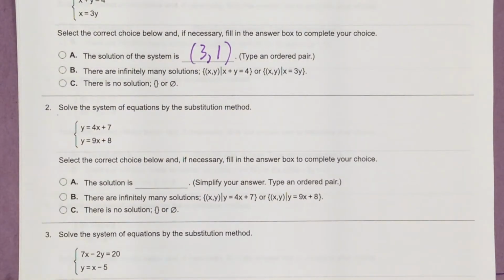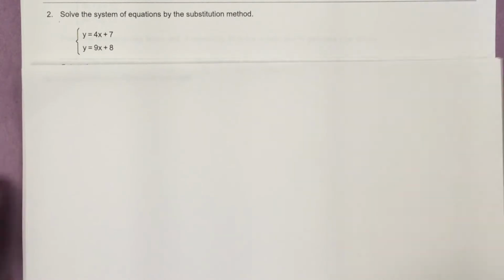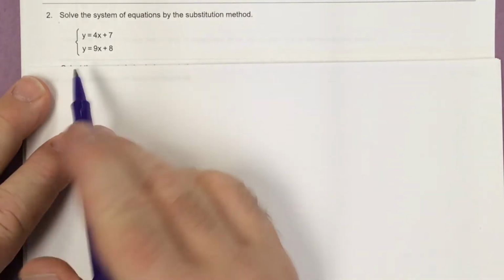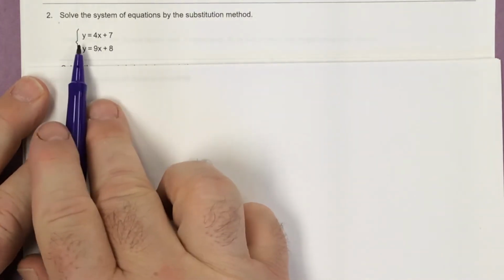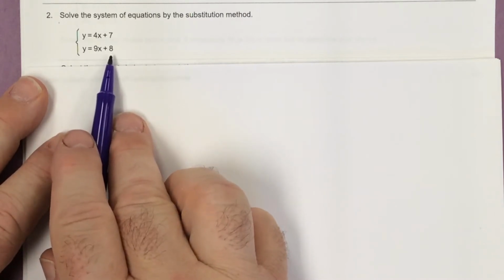This is going to be a different type of substitution. Take a look at number 2 now. Okay. This one says to solve the system of equations by the substitution method. We see here we have two equations that are both set equal to y, where y is equal to 4x plus 7, and then y is equal to 9x plus 8.